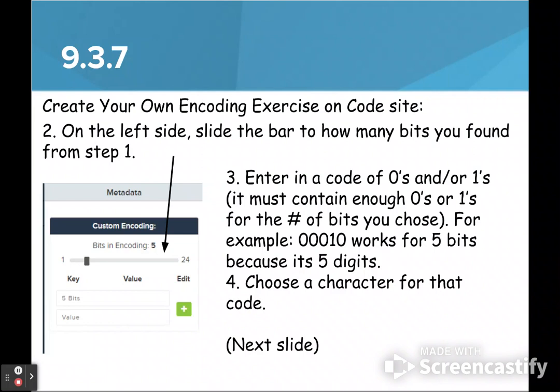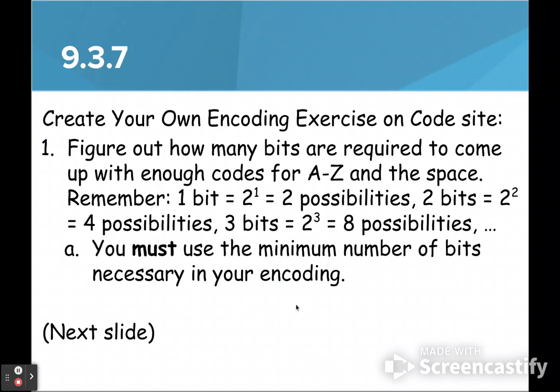You only have to do the capital letters and the space bar. You don't have to do anything else. You don't have to do the lowercase letters unless you want to. Just the capital letters A through Z, which is 26, and the space bar, which would be 27 characters you're going to have to create.